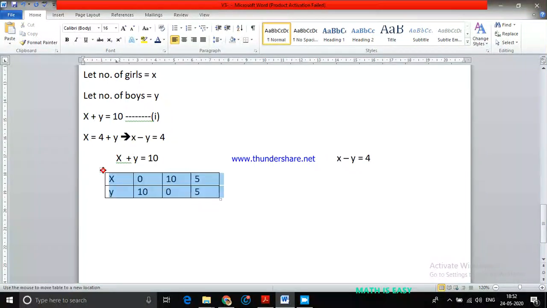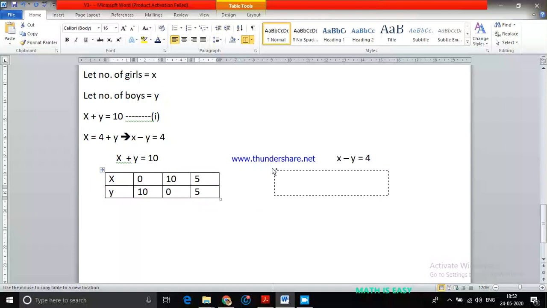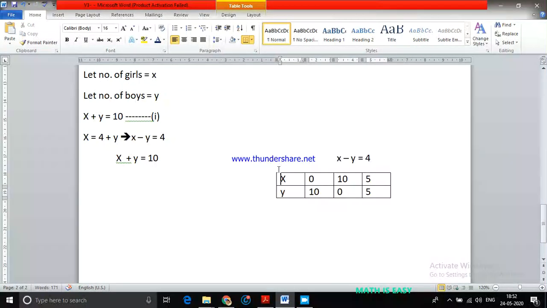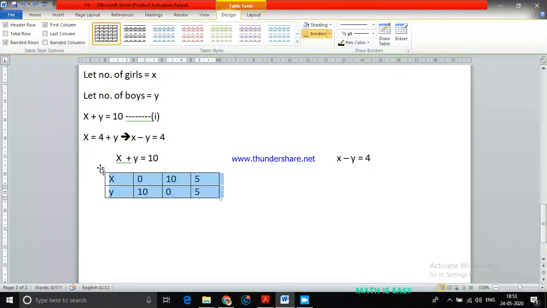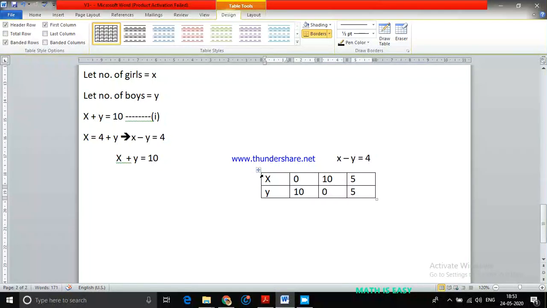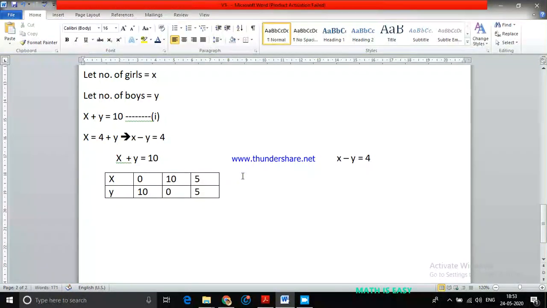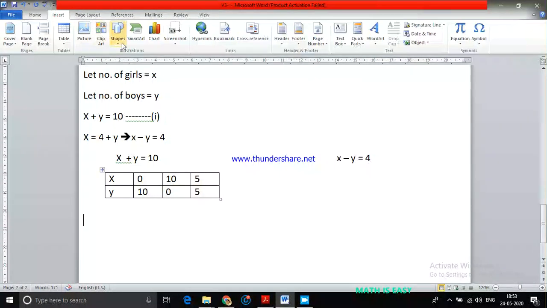So let's see how you solve it. Okay, just give me a second. This box is not moving. Let me put this insert.